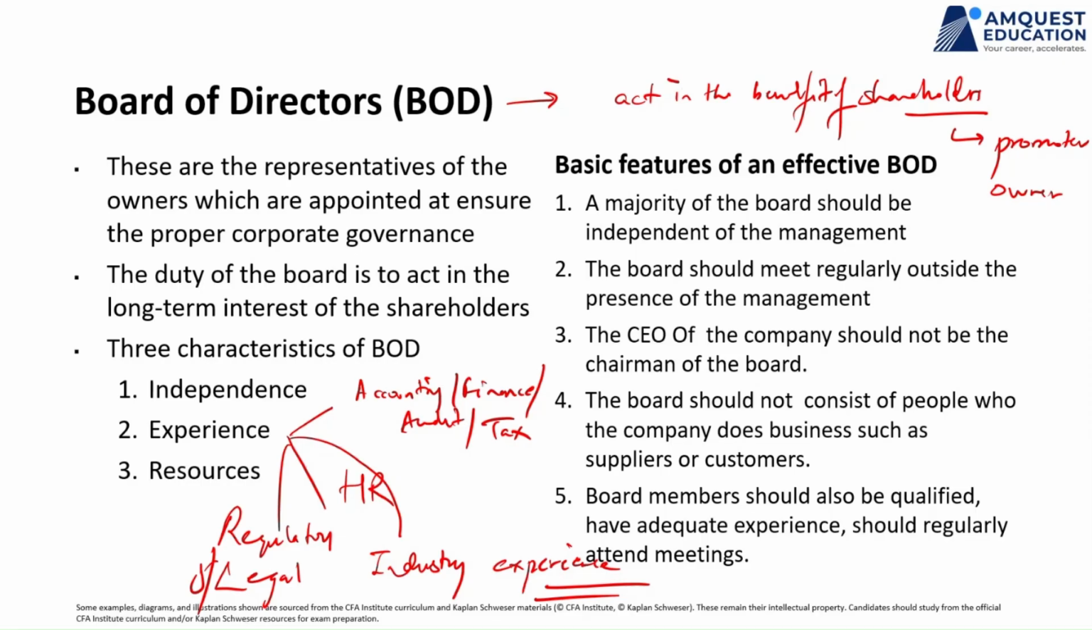Basic features of an effective BOD. A majority of the board should be independent of the management, which means there should be no overlap. The management and the board should be different. The board should meet regularly outside the presence of the management, so that the board does not influence the management and the management does not influence the board.